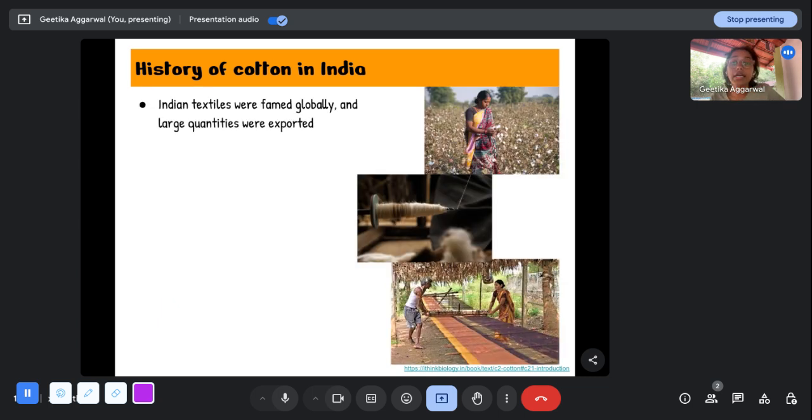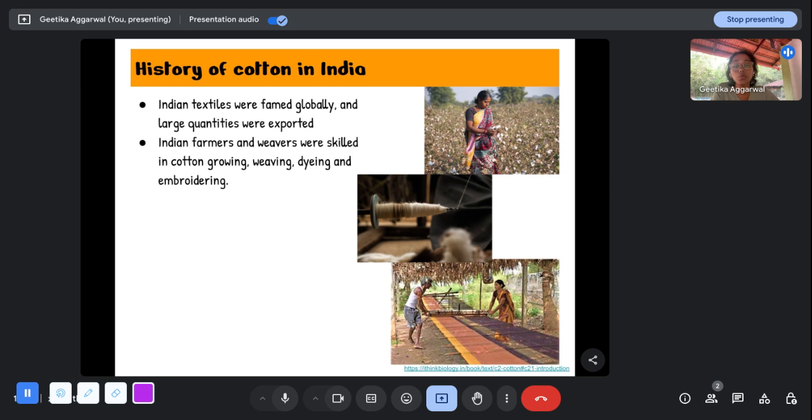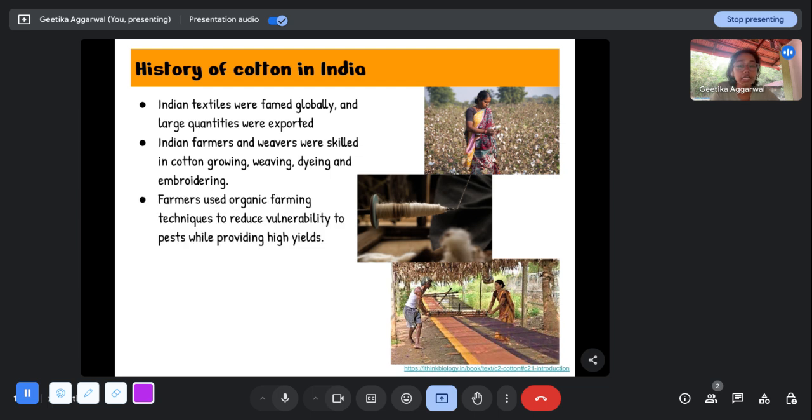Indian textiles in that time were famed globally, and a huge quantity of textiles were exported. All of the travelers who came to India used to take huge amounts of Indian textiles and export them. And Indian farmers and weavers were very skilled in growing the cotton, weaving it, dyeing it, and in the embroidery and handiwork that we talked about. As you can see from the image, it's very clear.